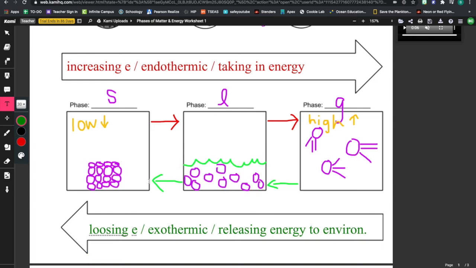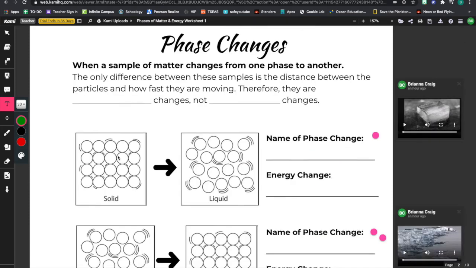Because we're slowing down. So at any point during any phase change, we're either gaining or losing kinetic energy. So that is always going to be labeled as endothermic or exothermic. So use your drawings here for this next part. Page 2 of this review worksheet, we are going to be naming each of the phase changes and labeling the associated energy change. Is it endothermic or is it exothermic?